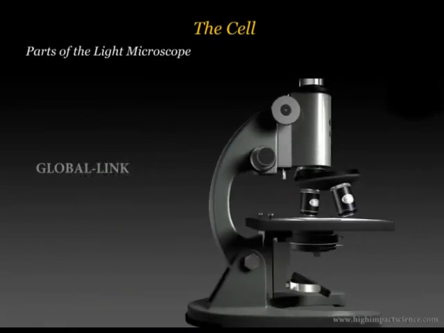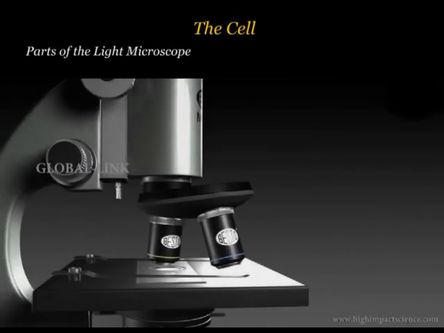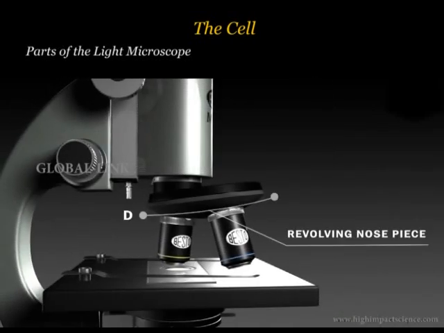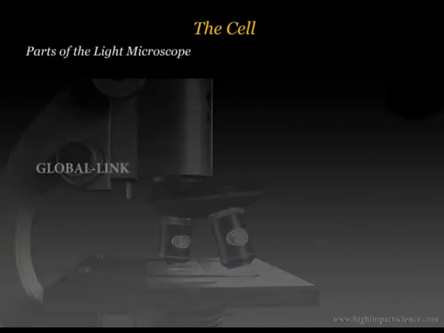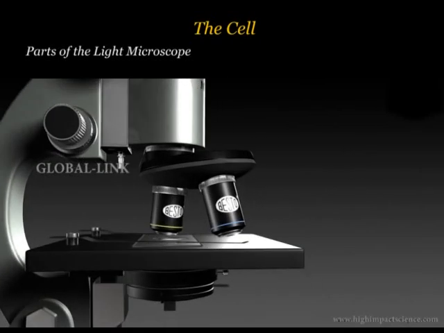The arm is the curved metal piece that holds the body tube in place as well as the stage. The revolving nosepiece holds the objective lenses in place and allows change from one objective lens to another. The objective lenses are closest to the sample under view. They bring the object into fine focus and magnifies it.